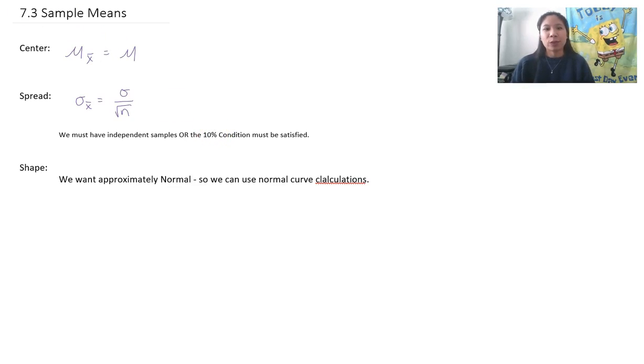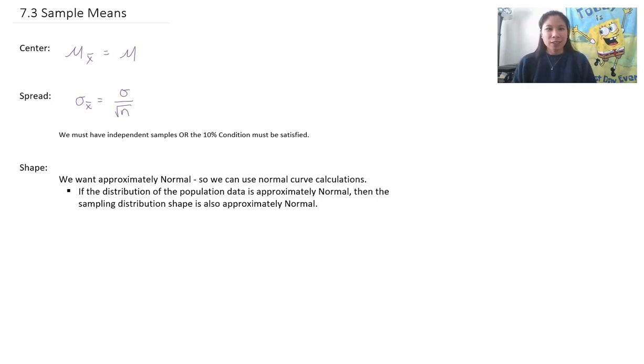Finally, when we talk about the shape, we basically just want approximately normal, because then we can use our normal curve calculations to calculate probabilities. There are a few ways we can do this. First, if our original population data is already normal, then our sampling distribution shape is also going to be normal, which makes sense. If you're pulling samples from a population that's already normally distributed, then you should end up with a normal shape as well.